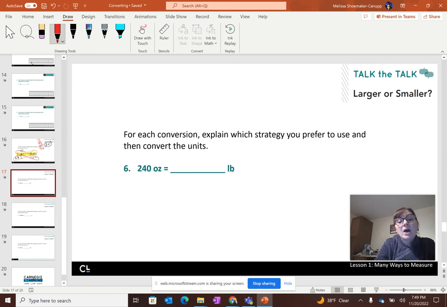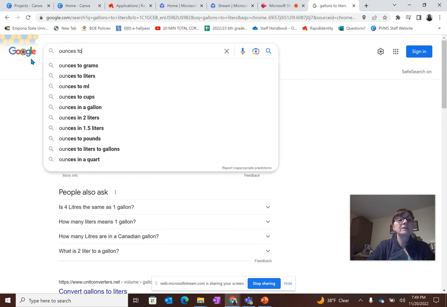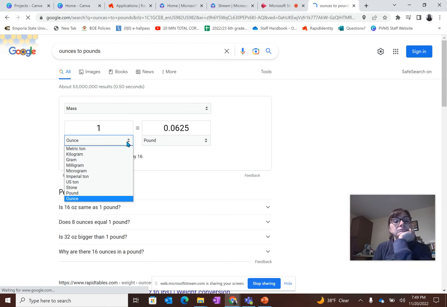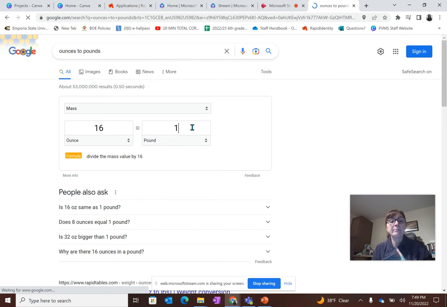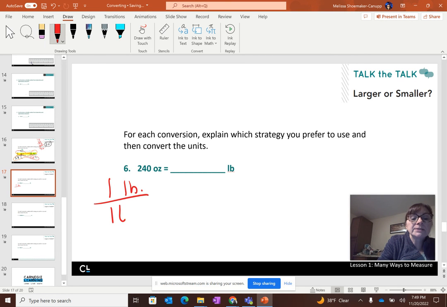Ounces to pounds. Now, I think I know this one. Is it 16 ounces in a pound? I think it is. I better go check, though. Ounces to pounds. Let's do, what if I want 1 pound? Yes, it's 16 ounces. So 1 pound, LB, 16 ounces.